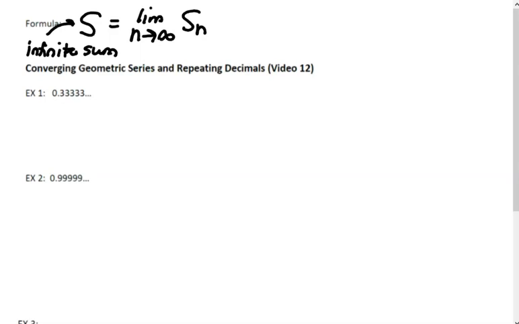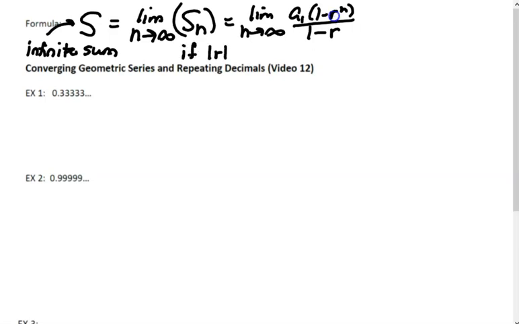And remember that when we did that, this is the limit as n goes to infinity of a sub 1 times 1 minus r to the n over 1 minus r. And remember we talked about that when n was going to infinity and the absolute value of r is less than 1, then this r to the n just becomes 0. 1 minus r would just be 1 minus r. So this simplifies to a sub 1 over 1 minus r. So this is what we're going to be using for converging geometric series.